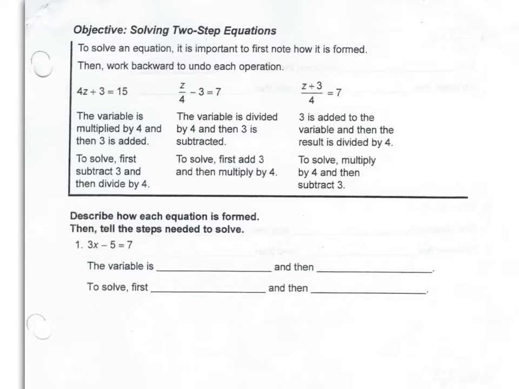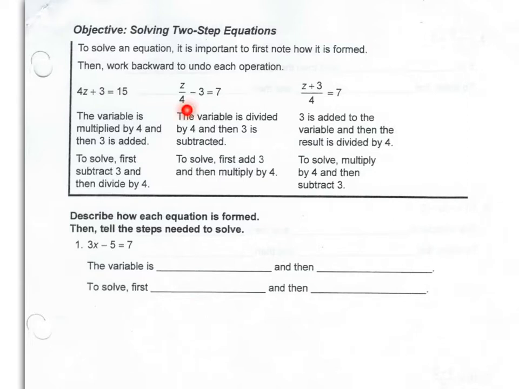But first, let's take a peek at a couple of these examples up at the top. You should have your notes packet open to this page and should be copying down as I'm going. Okay, just like I said, to solve an equation, it's important to first note how it is formed. Then we have to work backwards to undo each operation. In this equation, 4z plus 3, we're multiplying by 4 and then adding 3. So to solve, we're going to subtract 3 and divide by 4. It's kind of undoing everything, undoing the order of operations.